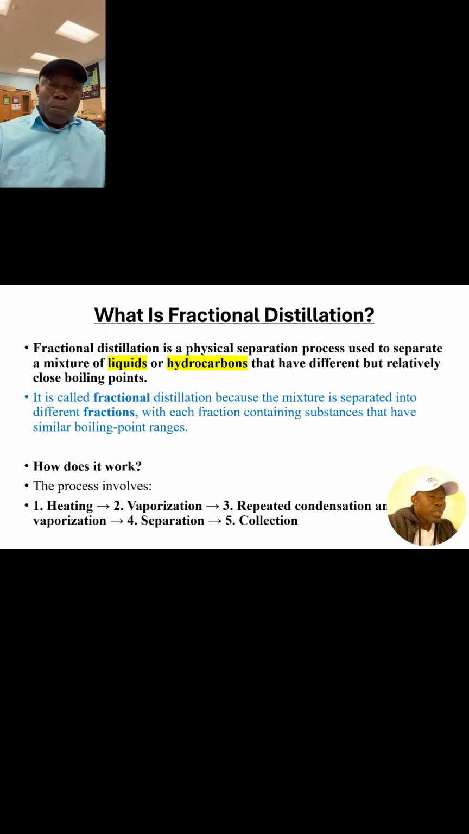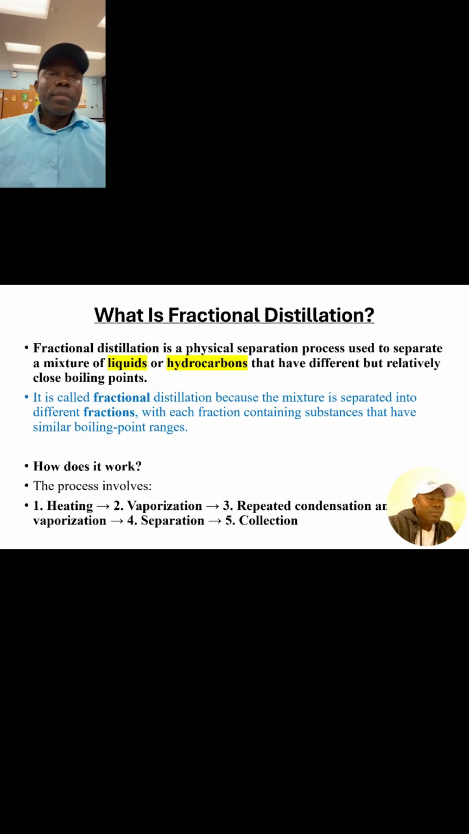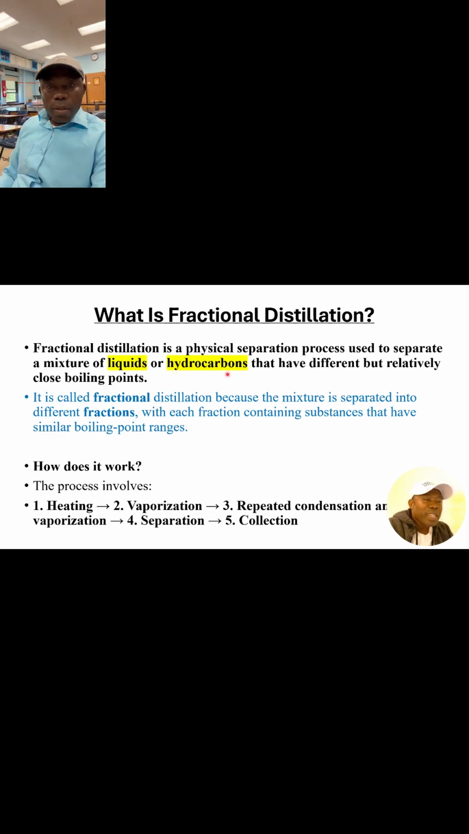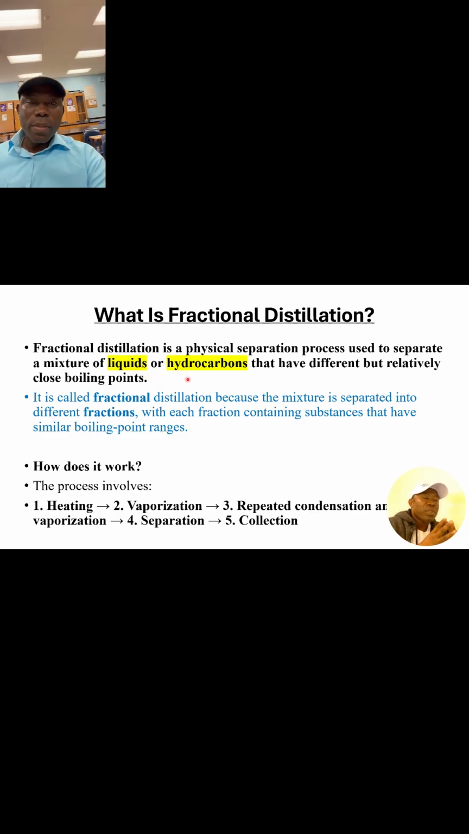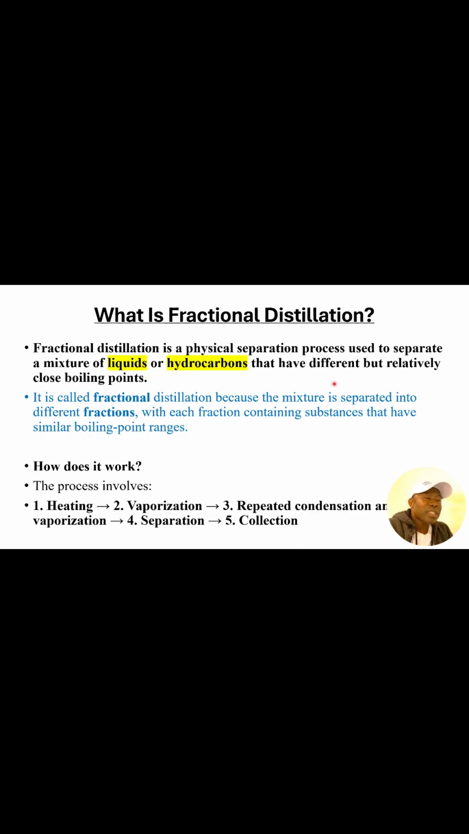Okay, let's explain what is called fractional distillation. Fractional distillation is a physical separation process used to separate a mixture of liquids or hydrocarbons that have different but relatively close boiling points. The boiling points are different, for example 70, 75, 74, 78, in that manner. So the difference in boiling points determines the type of liquid that is formed.